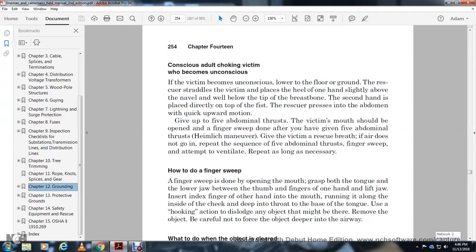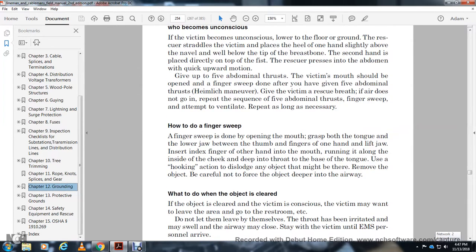The victim's mouth should be opened and a finger sweep done after you give the five abdominal thrusts for the Heimlich maneuver. Then give the victim a rescue breath. If the air does not go in, repeat the sequence of five abdominal thrusts and finger sweep, and repeat as long as necessary.